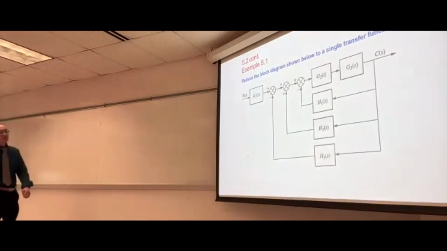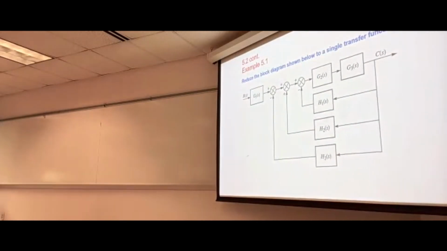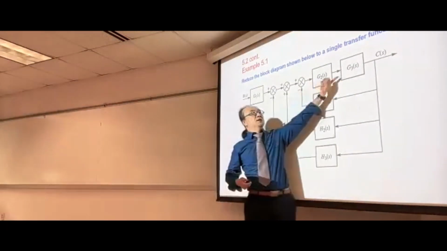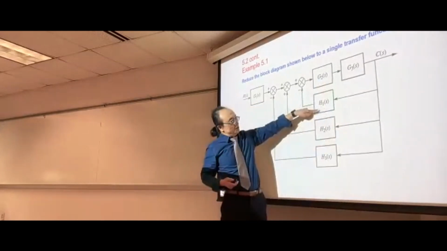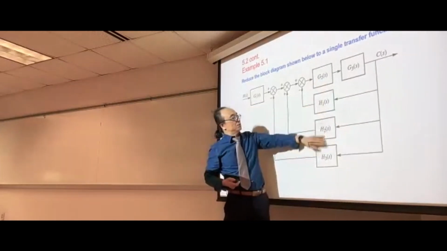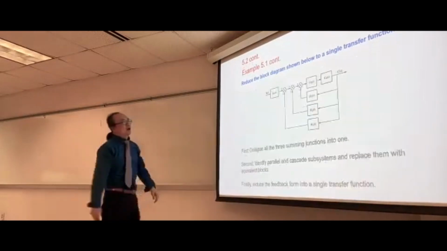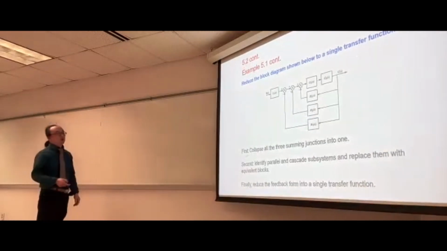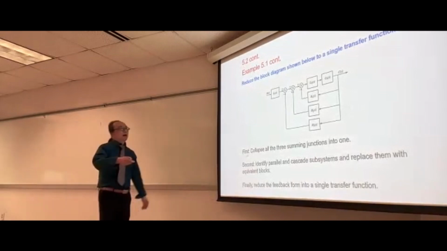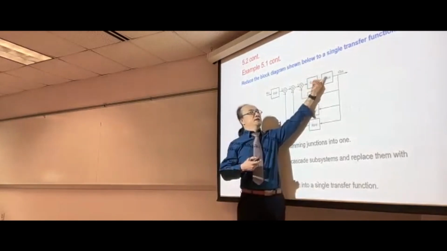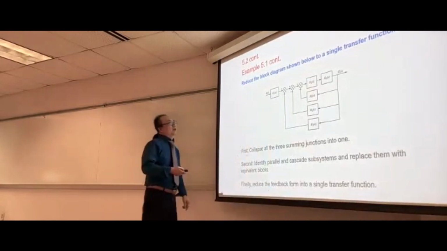So let's work on this. The first thing we want to do here is combine G of 2 and G of 3. These are the cascade ones. And H1, H2, H3 are getting into the summing junctions, and they are all parallel. So first we're going to combine all of these, then we're going to combine these cascade blocks, and then we'll go from there.